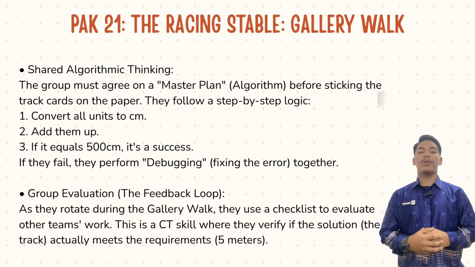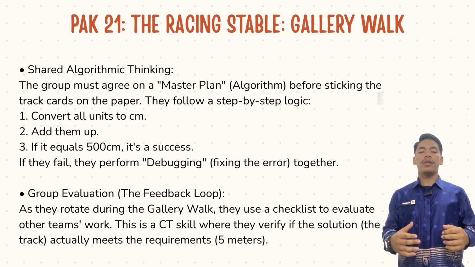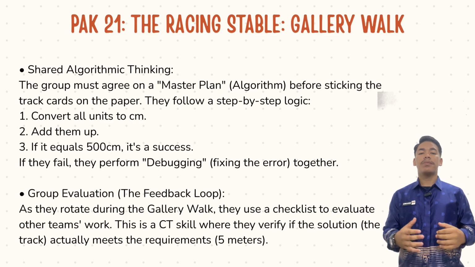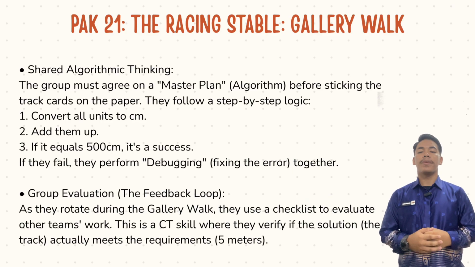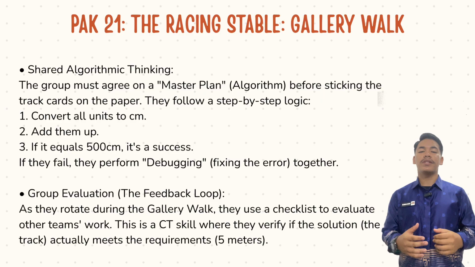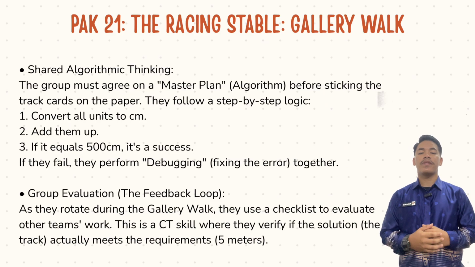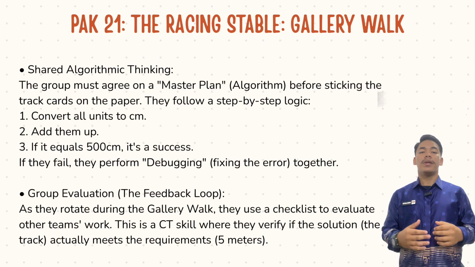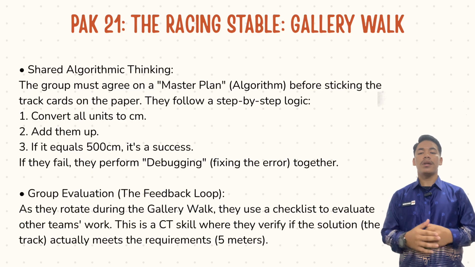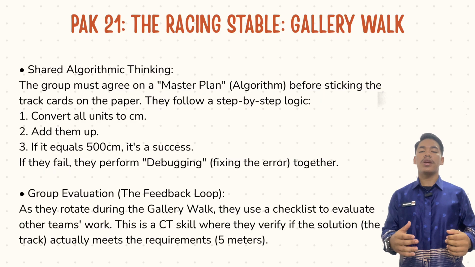Next is shared algorithmic thinking. Before any piece is glued to their mahjong paper, the team must agree on a master plan or an algorithm. They follow the logic: convert, combine, and verify. A key part of this stage is debugging. If a visiting group finds that a team's track is actually 505 cm instead of 500 cm, they provide feedback. The original team then has to debug their algorithm, identify where the conversion or addition went wrong, and fix it. Feedback loop is a vital CT skill that mirrors real-world software engineering and design.